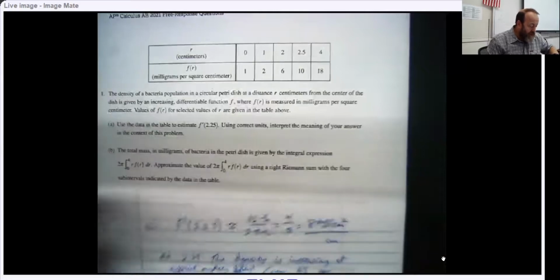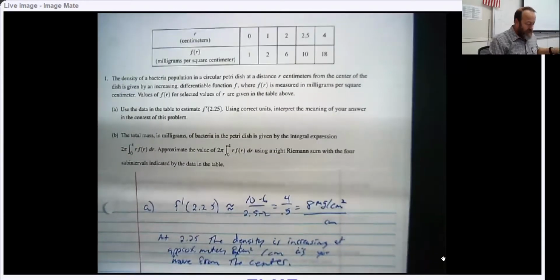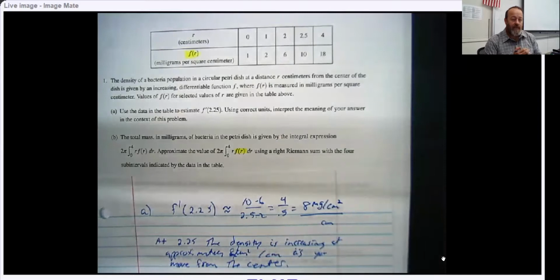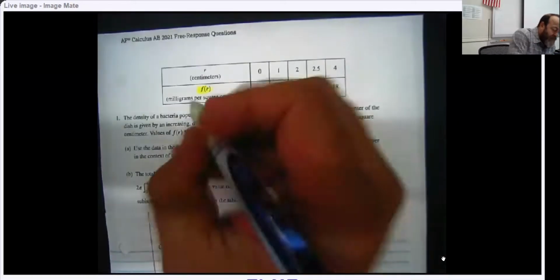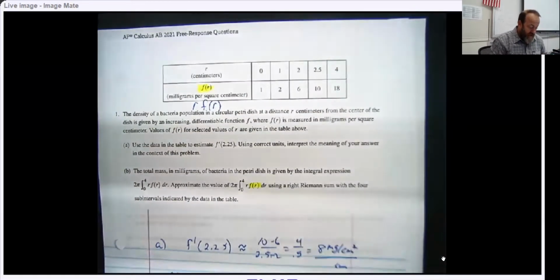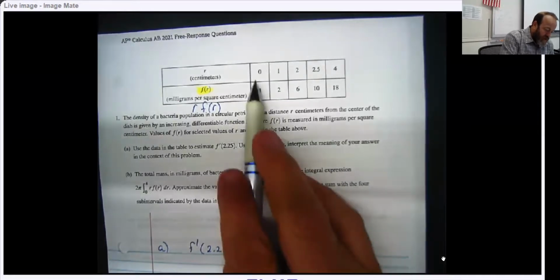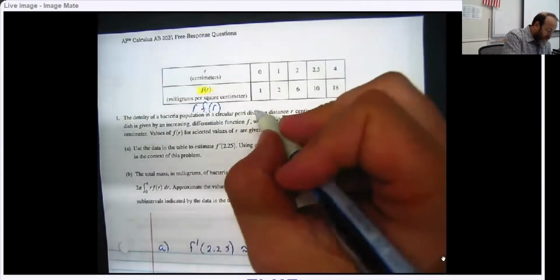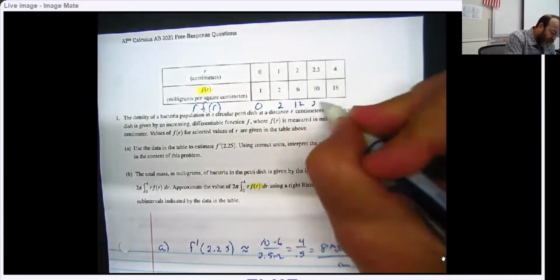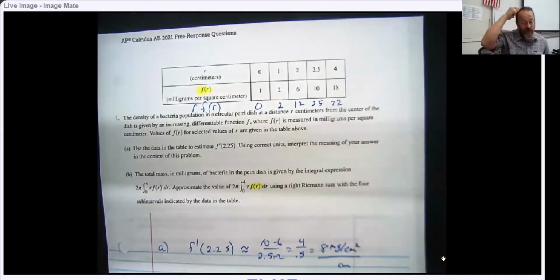For part B, they did something a little bit interesting because you have to be really careful here. This is f of r right here, and this is f of r, but they did something a little tricky. They didn't ask us to integrate f of r, they asked us to integrate r times f of r. So we could modify this table up here and write r times f of r, because they're adding a little piece to it. So r times f of r would be 0, 2, 12, 25, and 72. That was a little bit of a harsh thing to do.